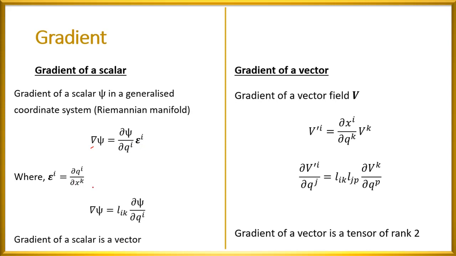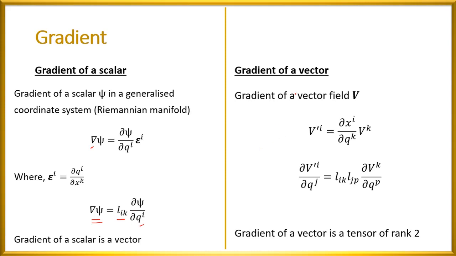We know that epsilon i can be written as a linear combination of our orthonormal coordinate system x as dou xk by dou qi times ui. Therefore, substituting this over here, we will get a tensor multiplied by dou psi by dou qi. We know that this is a vector and this is a tensor. Since a vector can be mapped by a tensor to another vector, this quantity over here must be a vector. Therefore, the gradient of a scalar is a vector.